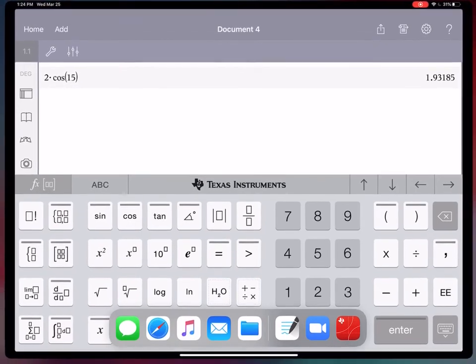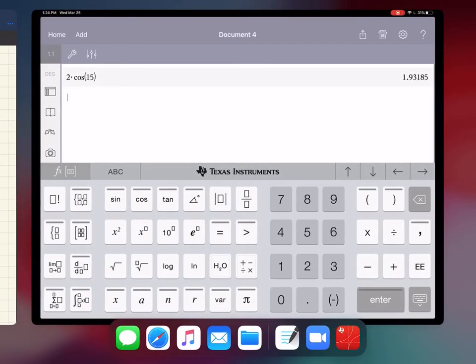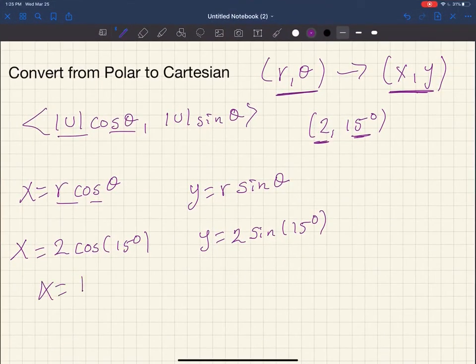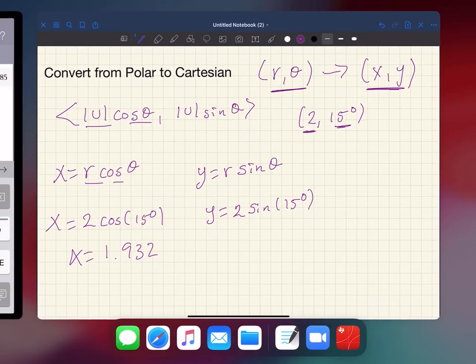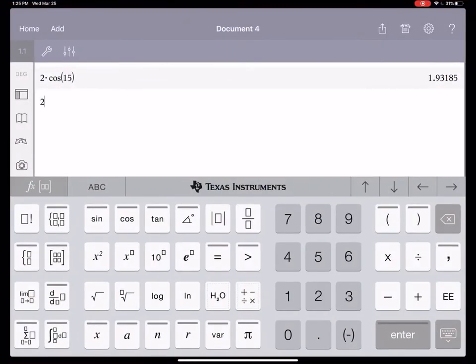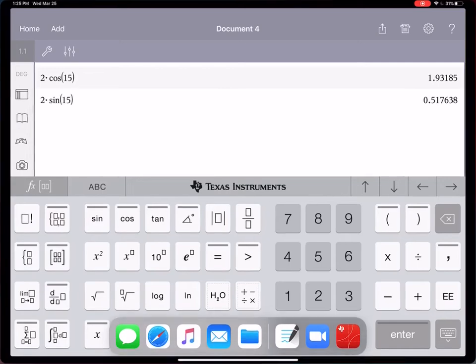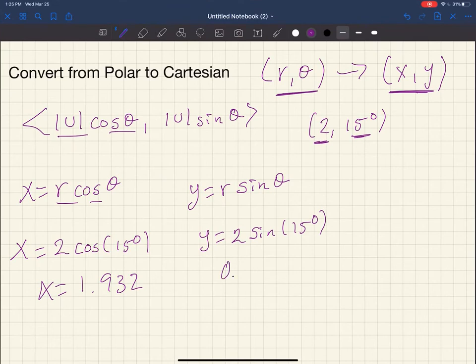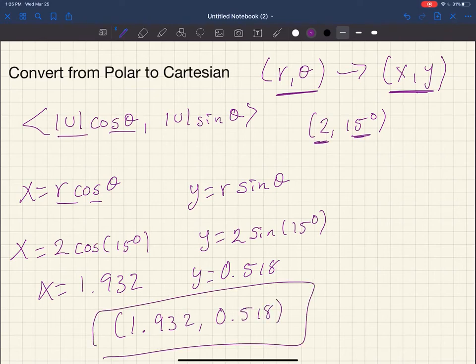So now we know that x is equal to 1.932. We will repeat the same thing for sine. 2 times the sine of 15 gives .518. And then all you have to do is put them together. Your x goes first, and then your y goes second. This will be your final answer.